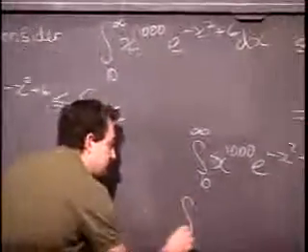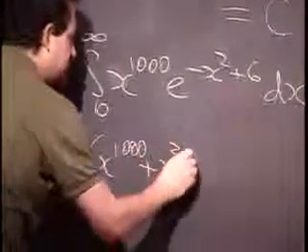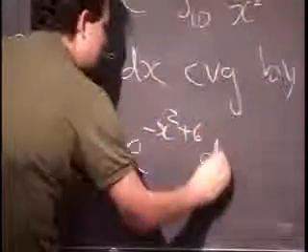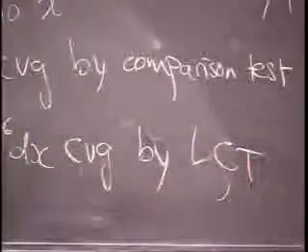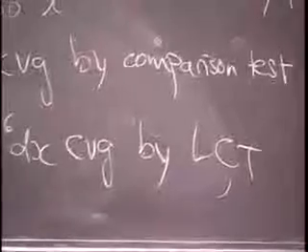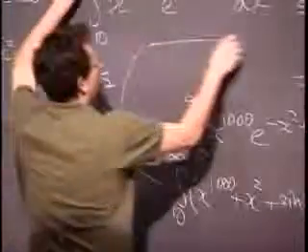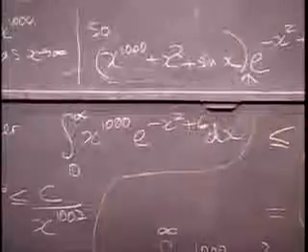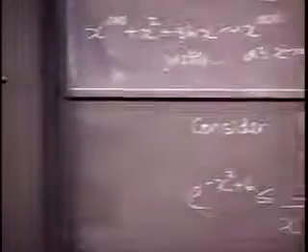Therefore, the original integral, x to the 1,000 plus x squared plus sine x, e to the minus x squared plus 6 dx, converges by the limit comparison test. After all, this twiddles this. Right? It's exactly that, that whole line up there. So we've used the p-test, the comparison test, and the limit comparison test in order to do it. Because sometimes you have to use multiple tests.